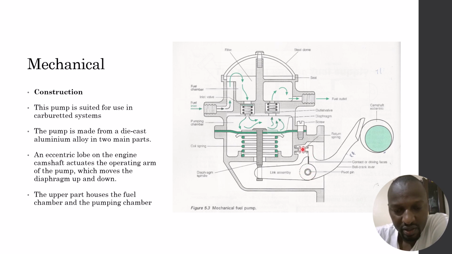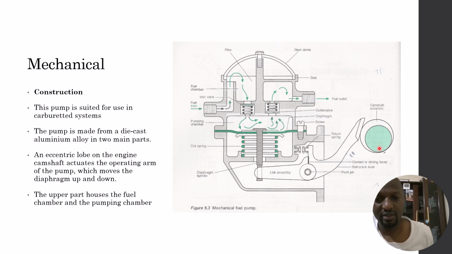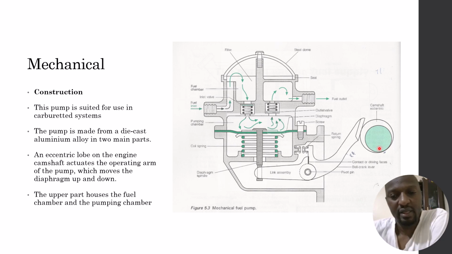The bell crank lever sits on the return spring. The return spring makes sure that the bell crank lever is always pushed outwards to make sure that it rides on the camshaft. Now this is a camshaft that is driven by the engine at half the engine speed, and this camshaft has a lobe that pushes the bell crank lever in and out, and that action is what is transferred to the link assembly, then pulling the diaphragm up and down. Now, having looked at this construction, we can go ahead and look at how it operates.